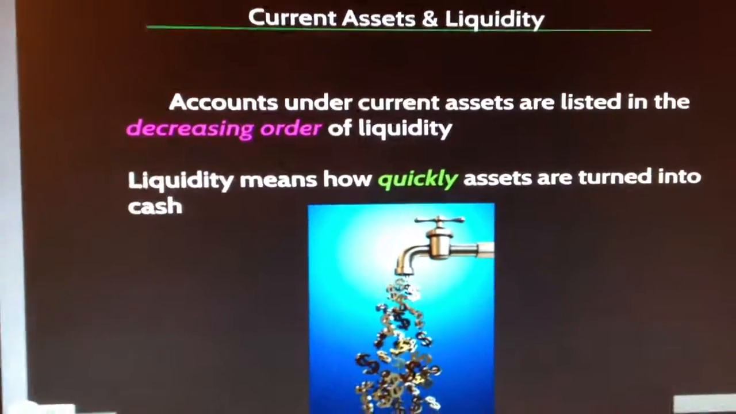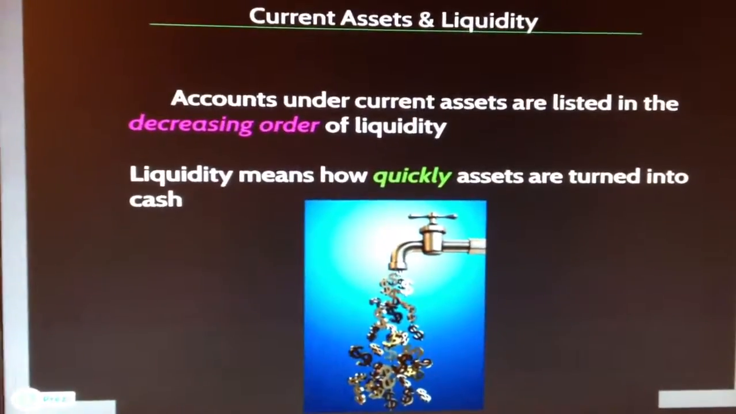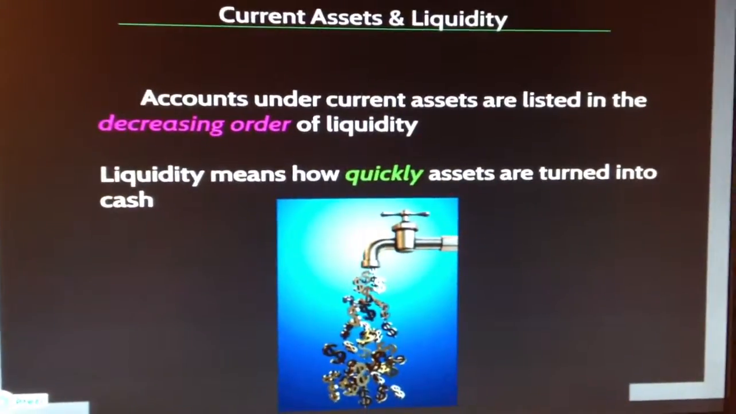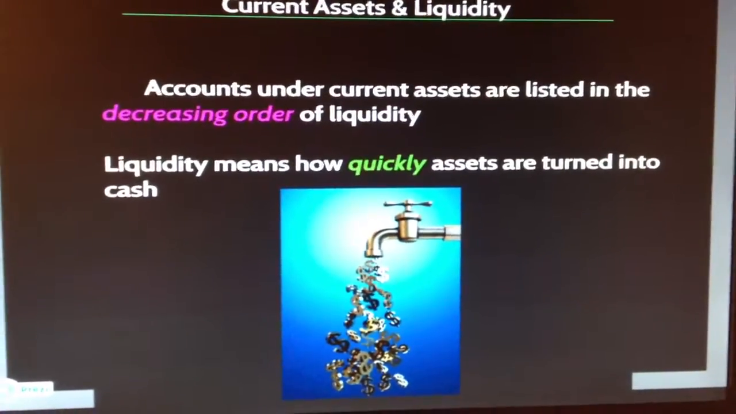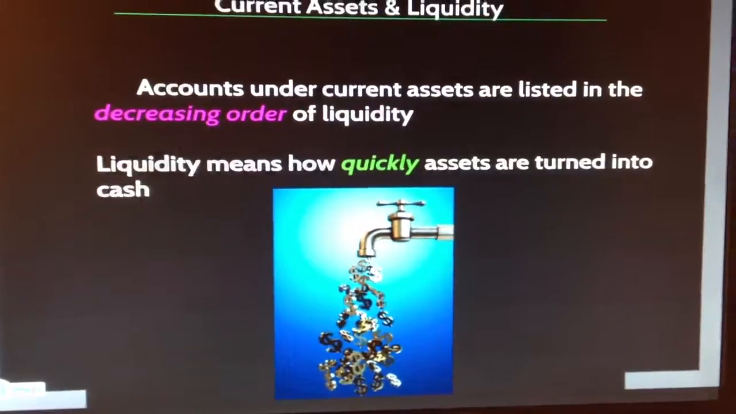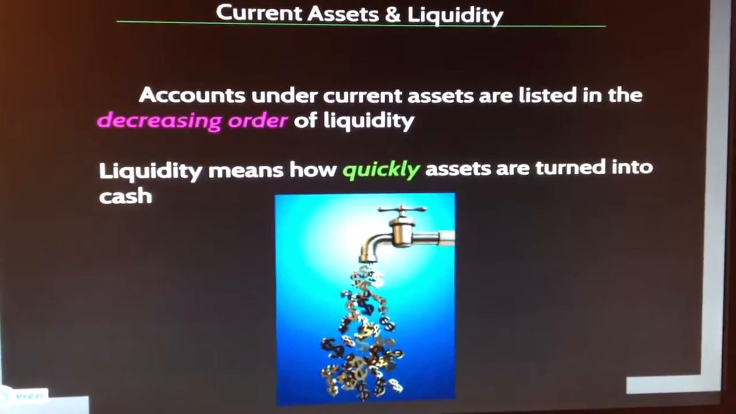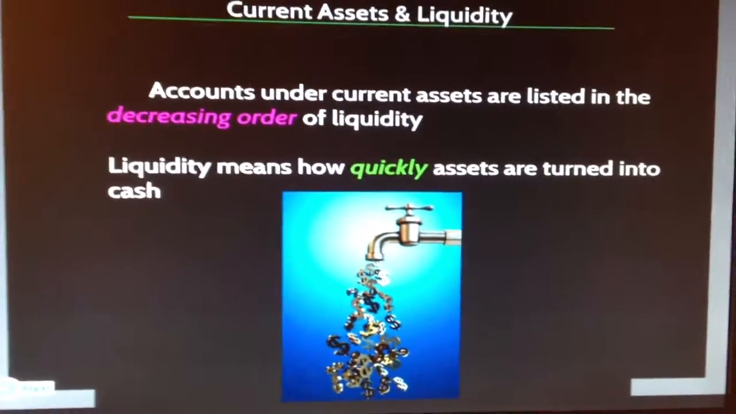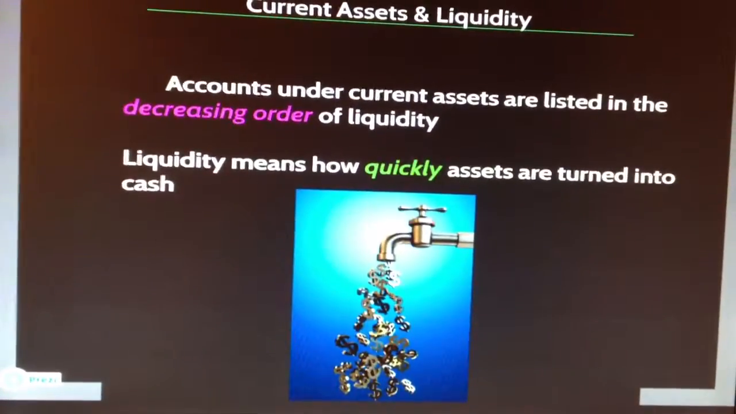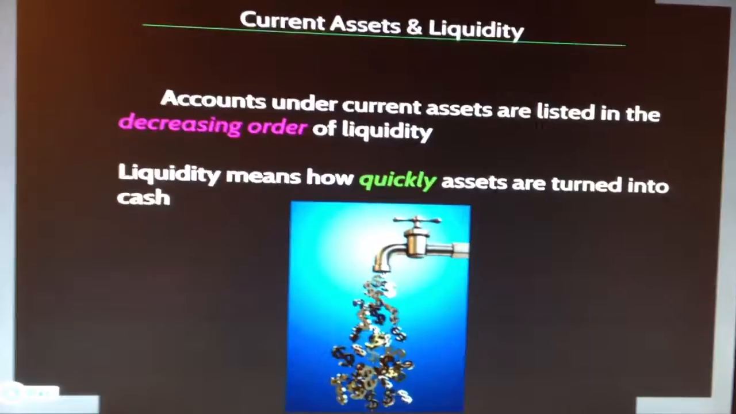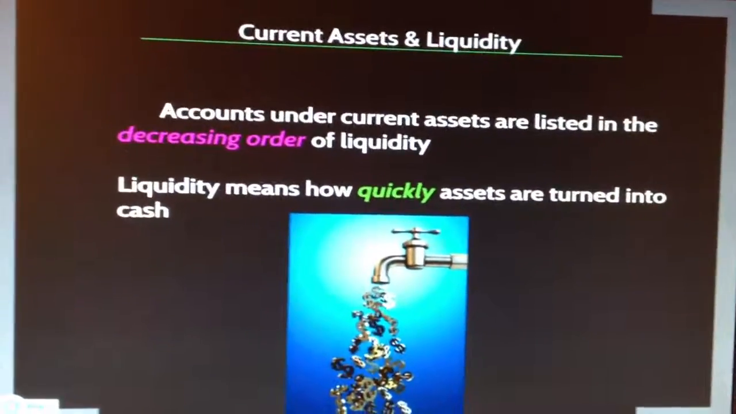Current assets and liquidity again. Okay, so accounts under current assets are listed in decreasing order of liquidity. Liquidity means how quickly assets are turned into cash. So the ones that can be turned into cash the fastest are definitely going to be there first. An example of that can be inventory in a restaurant. We sell off food quickly.